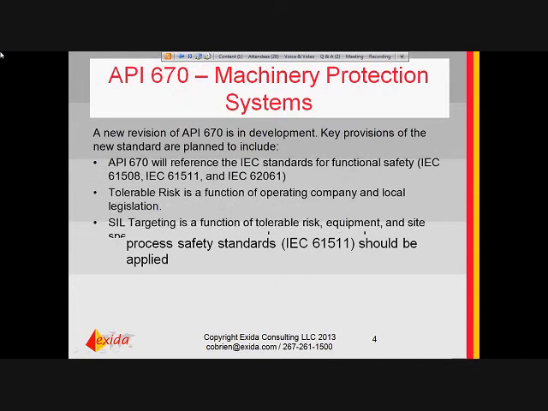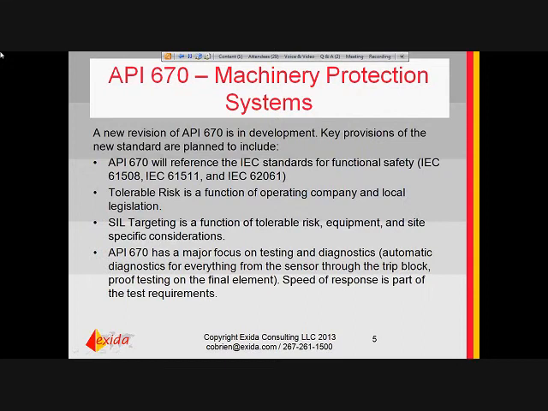Another indication is there's a new API standard in development, or a new edition of API 670. It was originally thought that would be out last year, but I was just checking today, and I don't think it's been released yet. There are key provisions being planned in there, including that API 670 will reference the IEC standards, 61508, 61511, and 62061. It will comment that tolerable risk is a function of the operating company and local legislation, and that the targeting of a SIL is a function of tolerable risk, equipment, and site specifications.